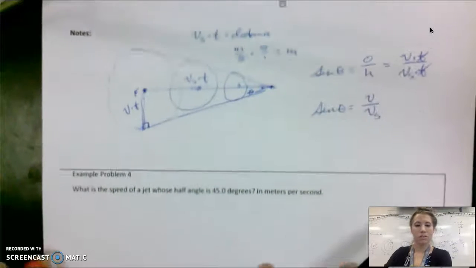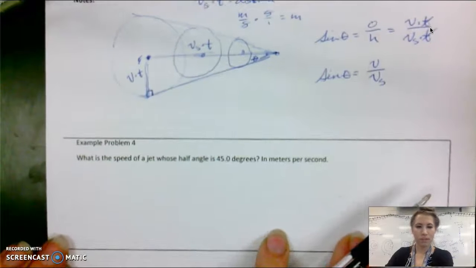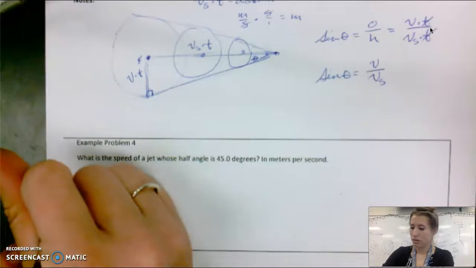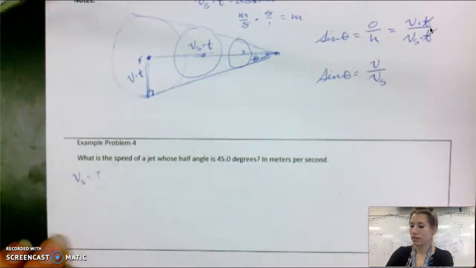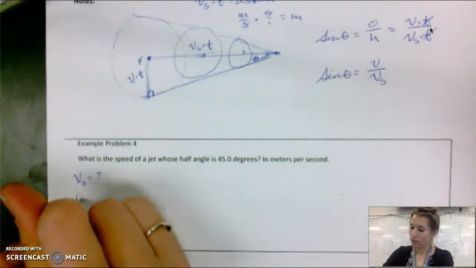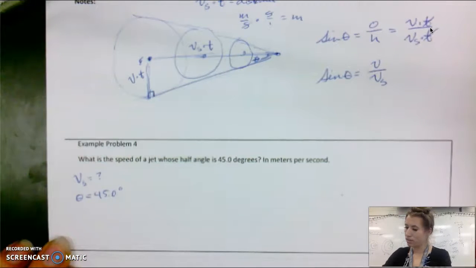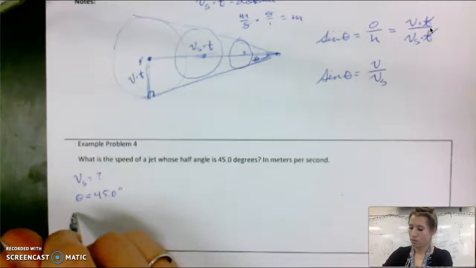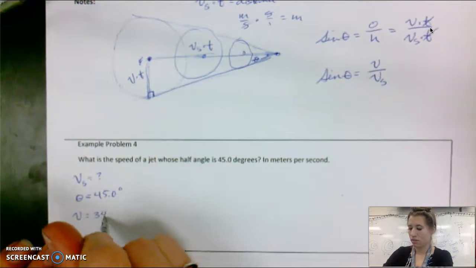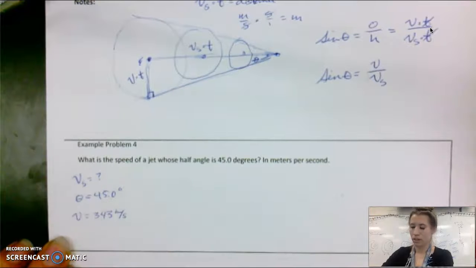Okay. Example number 4. What is the speed of a jet? So we want to know the velocity of the object whose half angle is 45 degrees in meters per second. Okay. Something we're aware of, speed of sound, 343 meters per second in air.